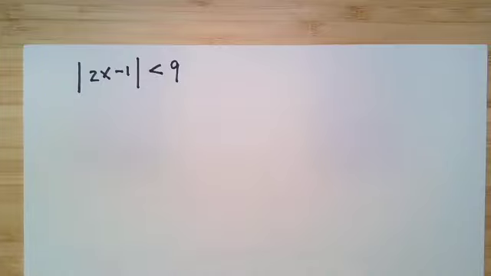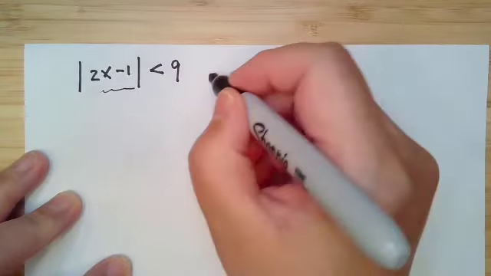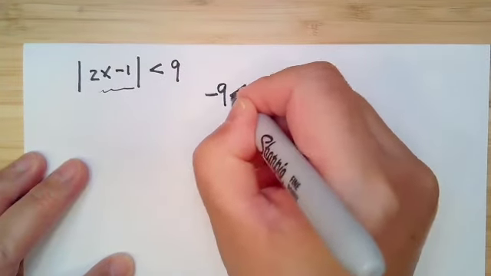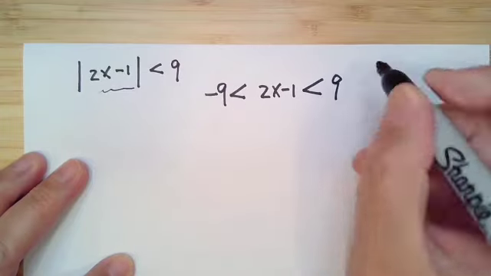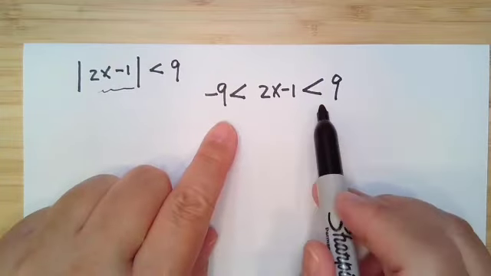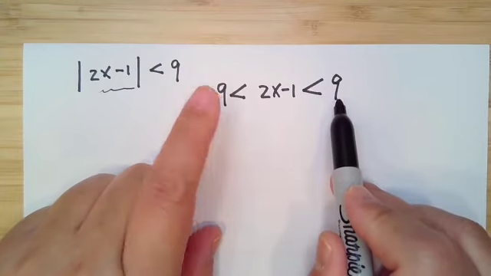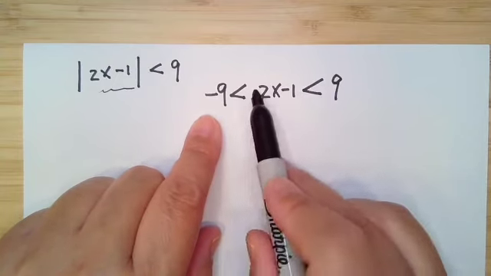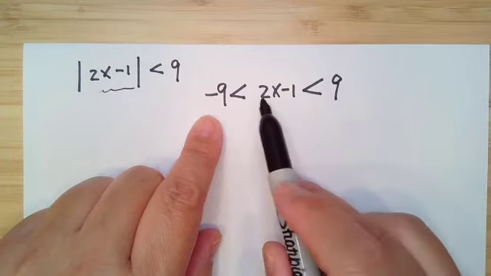The absolute value of something, I call this a something, is less than 9, which means it's between -9 and a positive 9. Now, be very careful when you write this compound inequality. You have to make sure that this is greater than that, so you can have the less than sign. All right, so don't do the opposite.